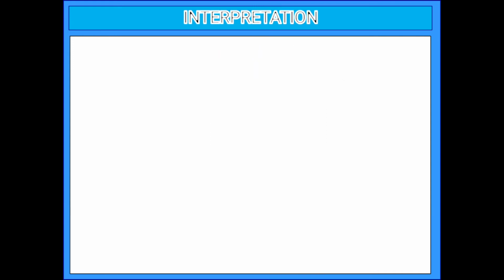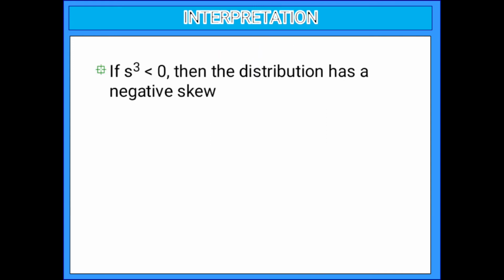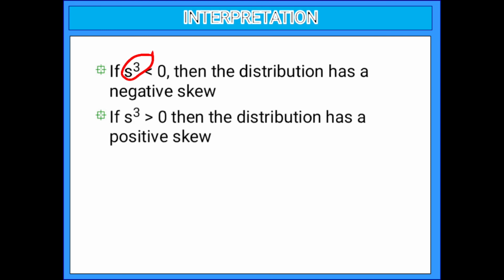Okay, so let's move forward to the interpretation. The measure of skew can also be denoted as S cubed. This is also sometimes the denotation, or how you can represent the measure of skew, aside from SK sub P. We can also use that.